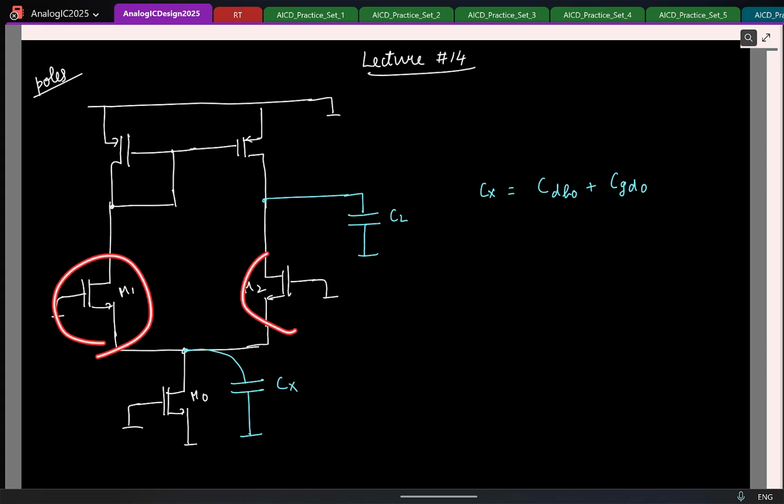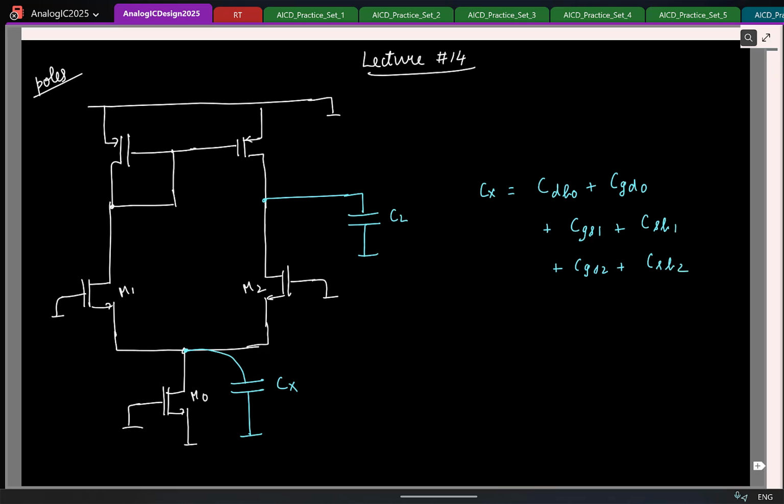Similarly for M1, let's look at M1. For M1, what parasitic capacitors will you consider? From source I have source to gate or gate to source capacitor, as well as source to bulk, right? So I'll mark those 2. So CGS of M1 plus source to bulk of M1. Same thing will happen for M2 also. Right? Again, I'm sure for other capacitors you can lump the same way, so I will not write in detail.